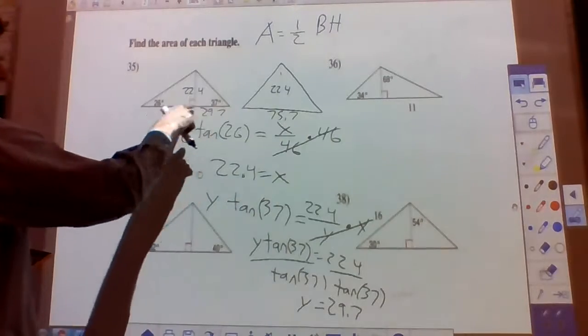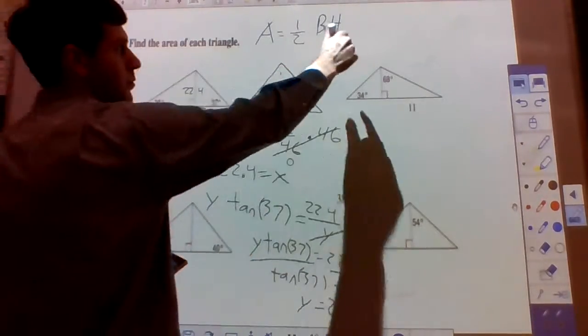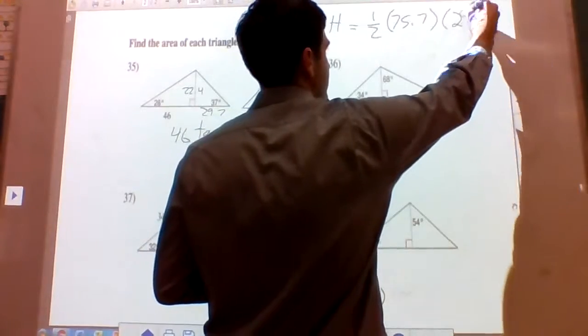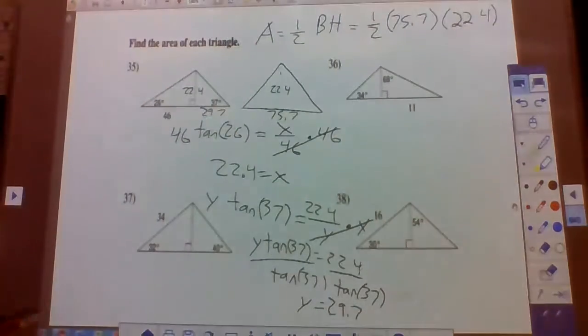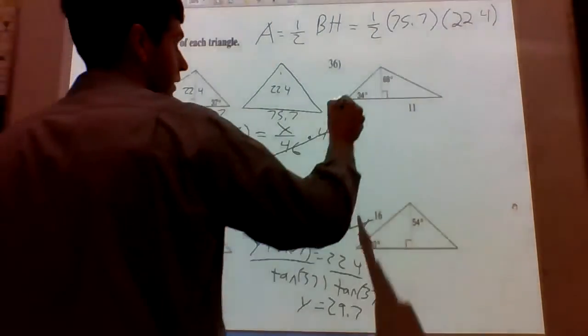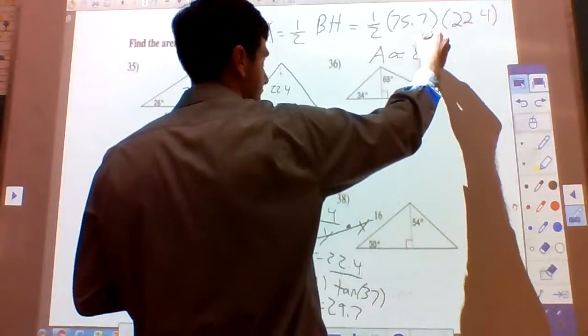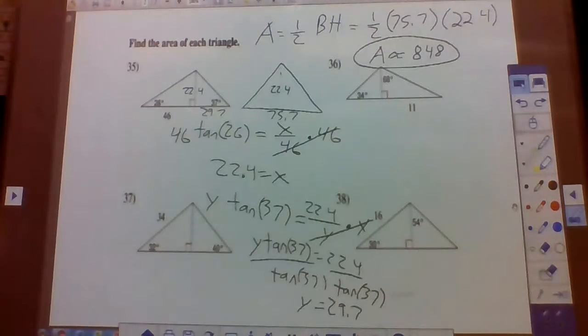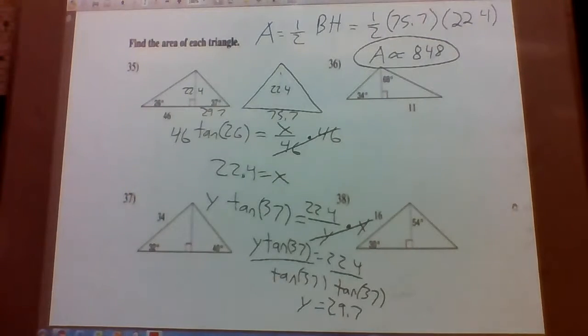Right? Got to add these two pieces together to get the base of the whole thing, and then we can put it into our equation. 1/2, and the base is 75.7. The height is 22.4. So put that all in the calculator. So that times 22.4 divided by 2 is about 848. So the area is about 848. 850. Again, it depends on how you round it. Rounding can make a big difference here. So about 850 probably, somewhere in there, 848, 849, 850, depending on how we round it. So that's for 35.